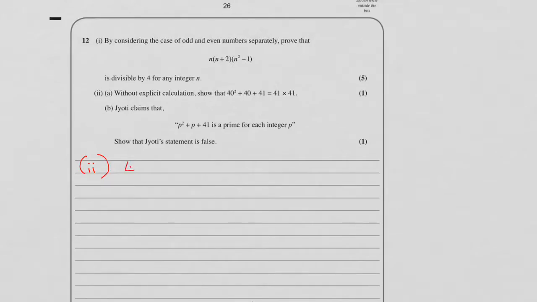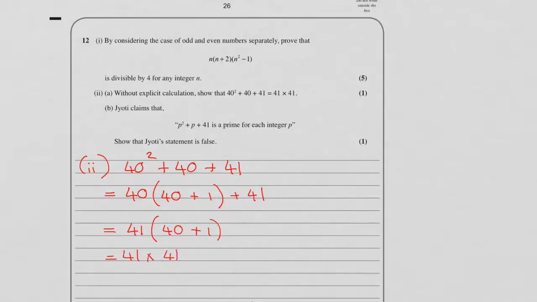So 40 squared plus 40 plus 41. Well, I'm going to take 40 out as a factor of the first 2 bits, okay? So out of here and here, 40 times 40 is 40 squared, 40 times 1 is 40, plus 41. Now I've got 41 here and 41 here, so I'm going to take 41 out as a factor. 41 times 40 plus 1, and I end up with 41 times 41 as required.